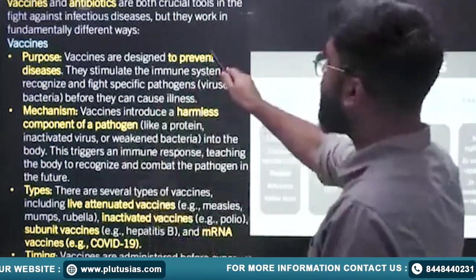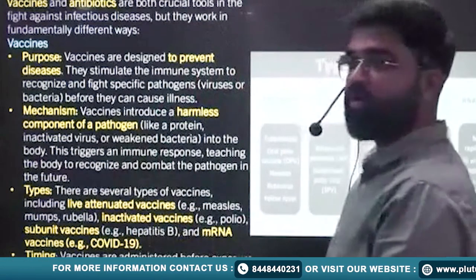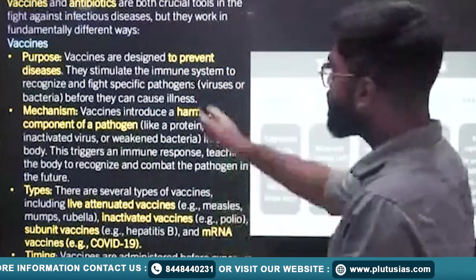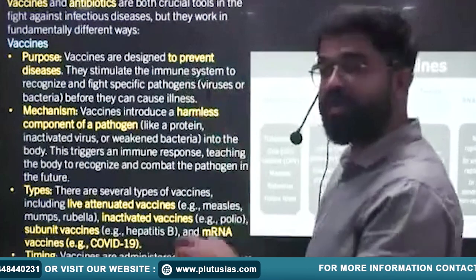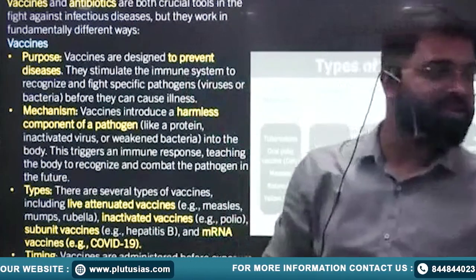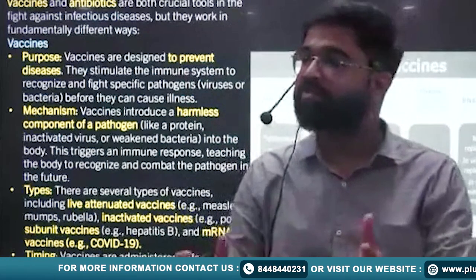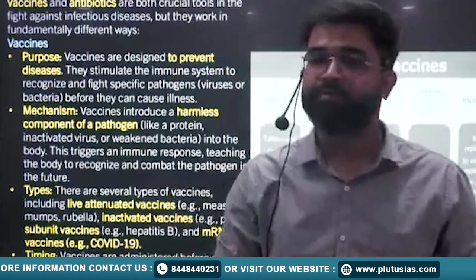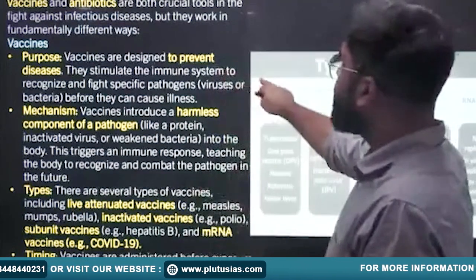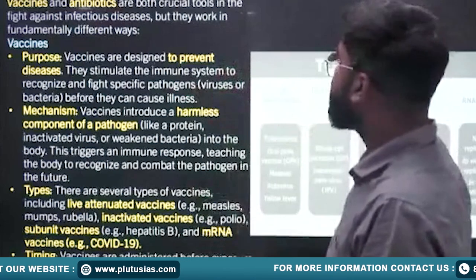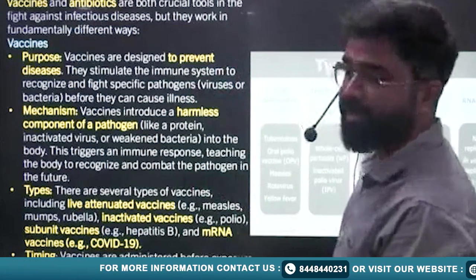Vaccine and antibiotic are both crucial tools to fight infectious disease, but they work in fundamentally different ways. The first thing, the purpose: vaccines are designed to prevent disease, which means vaccines are given especially to the children, right? Children get 6 to 12 vaccines. Why? To prevent the disease. So they stimulate the immune system to recognize and fight specific pathogens, viruses or bacteria, before they can cause illness.